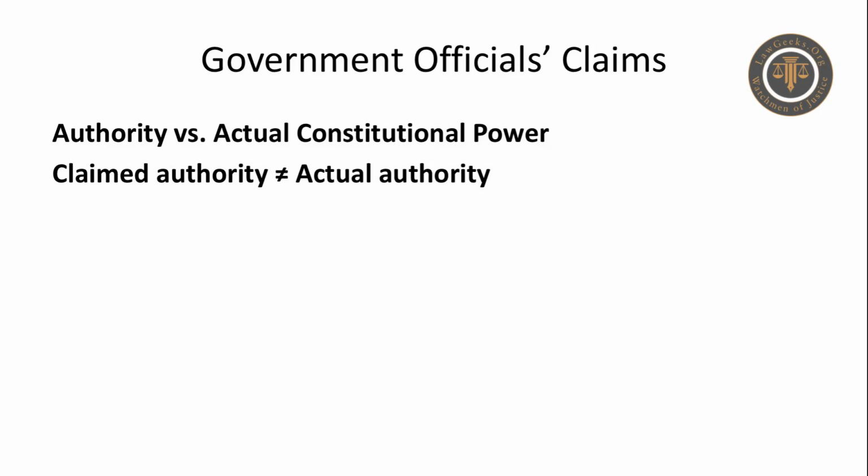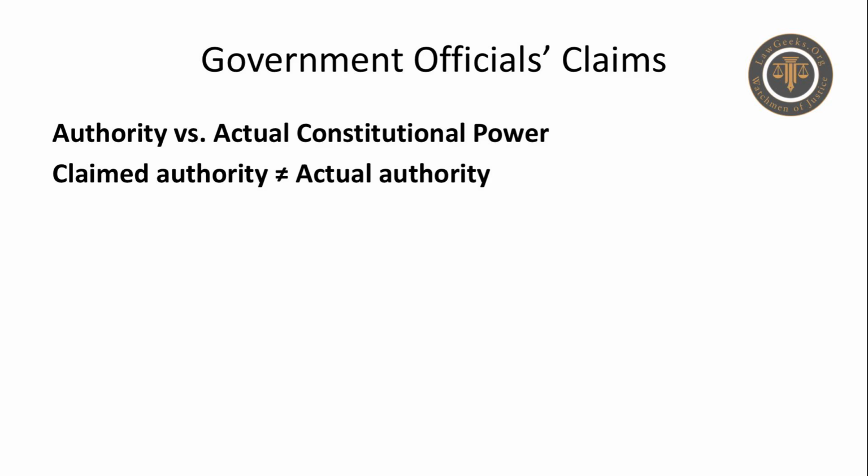Sometimes these are innocent mistakes. The officials themselves may not fully understand constitutional boundaries. Sometimes they're based on outdated precedents or on lower court decisions that conflict with Supreme Court holdings. And sometimes, frankly, officials claim power knowing that most people won't have the knowledge or resources to challenge those claims effectively. But here's what matters.